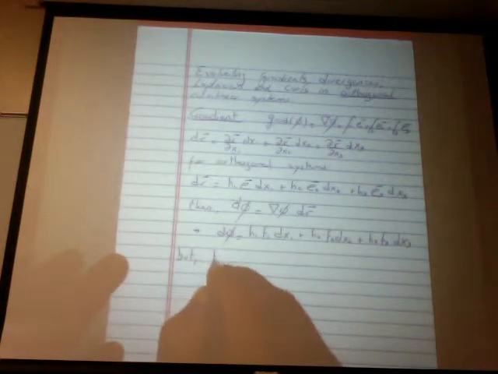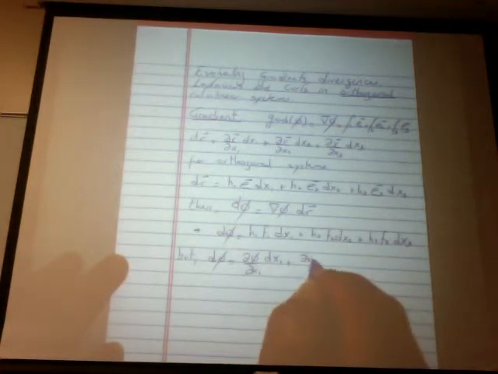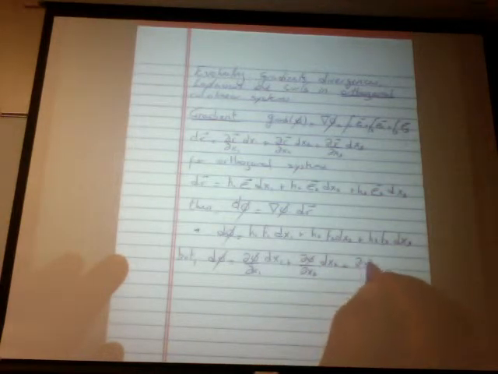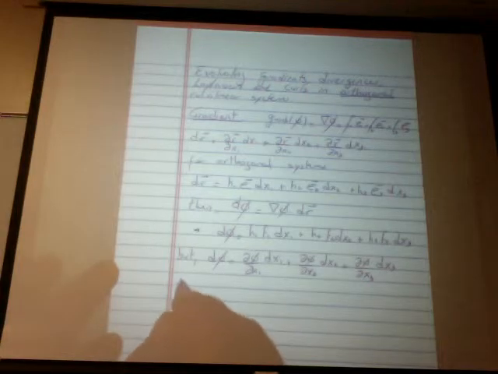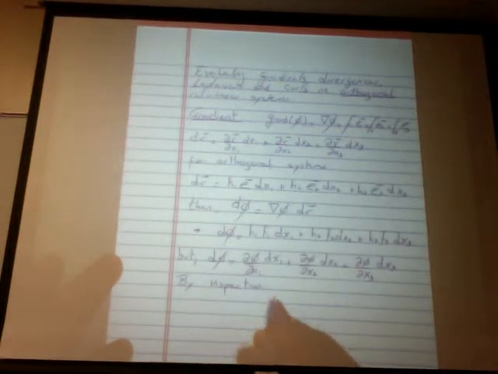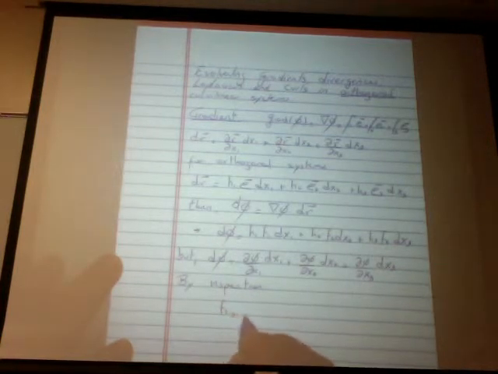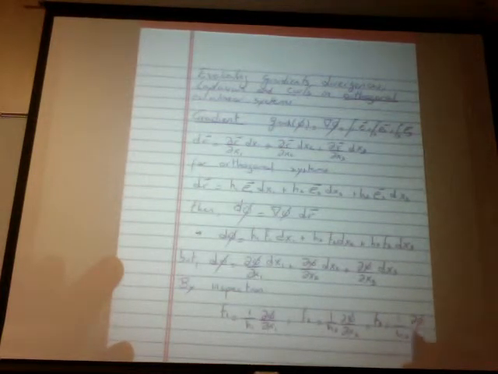But d phi is, by the chain rule, d phi/dx1 dx1 plus d phi/dx2 dx2 plus d phi/dx3 dx3. So by inspection, comparing these two, we can find that f1 is equal to 1 over h1 times d phi/dx1, f2 is 1 over h2 times d phi/dx2, and f3 is 1 over h3 times d phi/dx3. Those are the three components of the gradient of a scalar.